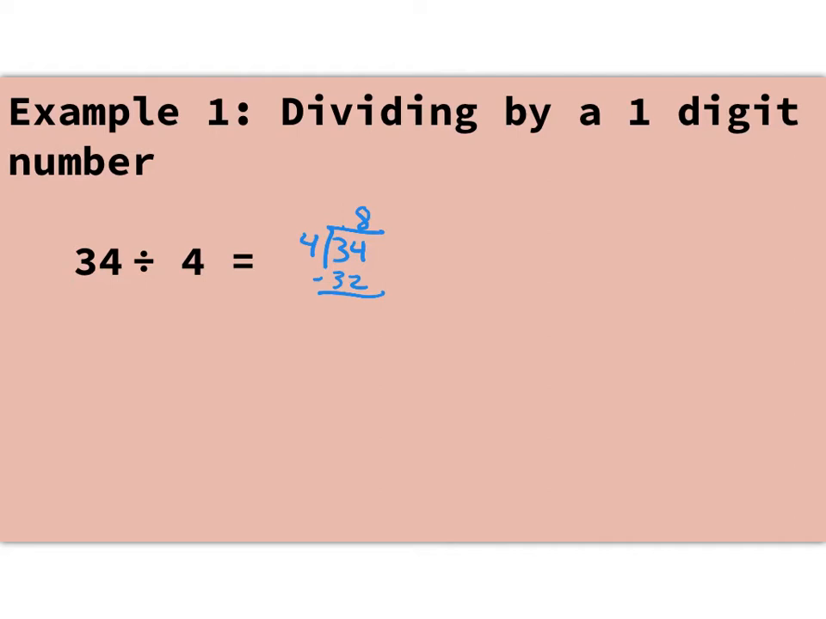34 minus 32 is 2. And now the answer is 8. Our quotient is 8 with a remainder of 2. And we're going to finish this off when we get to division. But for now, you're going to leave your numbers as whole numbers with a remainder. So everything is a whole number right now.